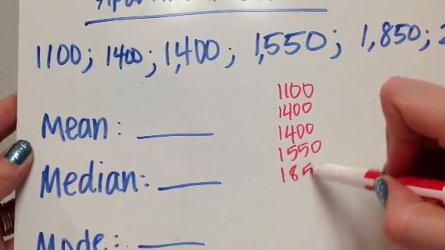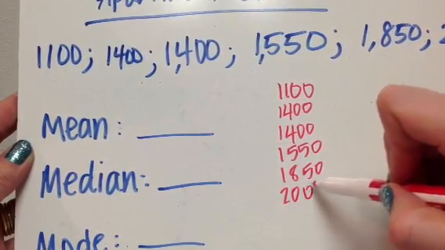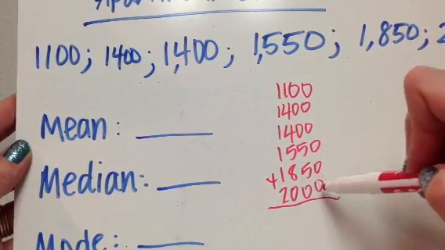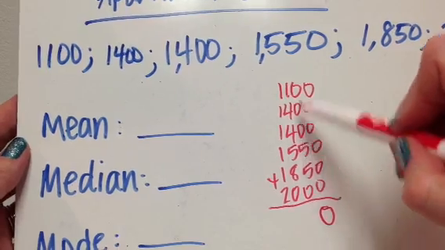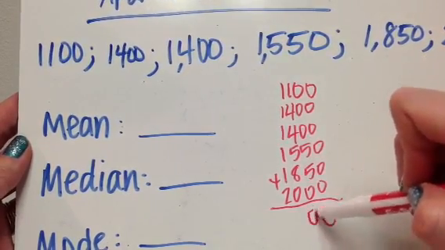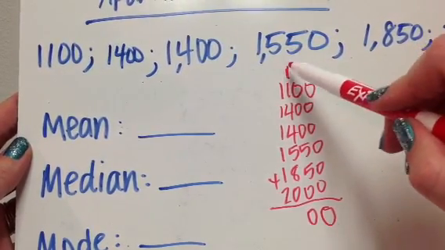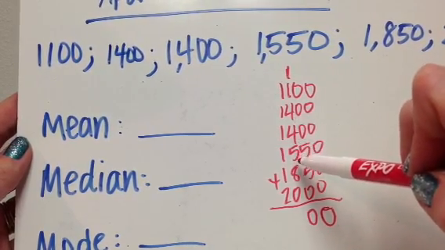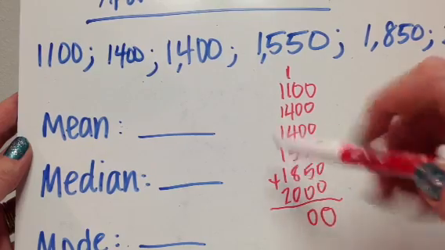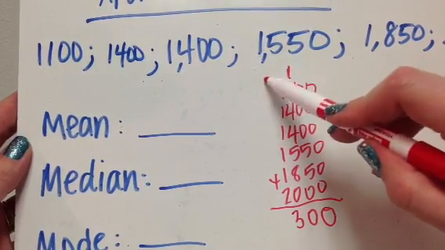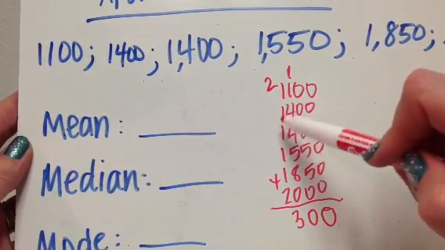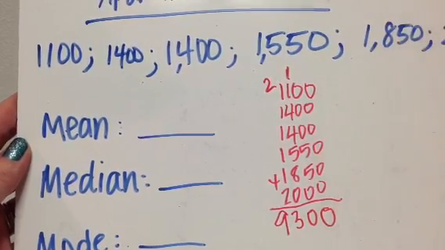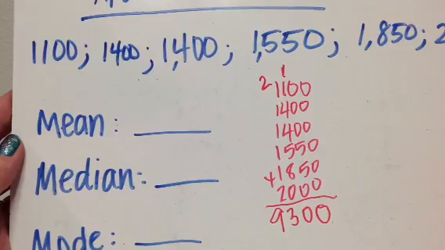1,550, 1,850, and 2,000. And I'm going to add all those up. 0 plus 0 plus 0 plus 0 plus 0 is 0. That column was easy. 5 plus 5 is 10. So then here I have 1 and 1, which is 2, plus 4 is 6, plus 4 is 10, plus 5 is 15, plus 8 is 23. And then I have 2, 3, 4, 5, 6, 7, 8, 9. So I have a grand total here of 9,300 square feet.